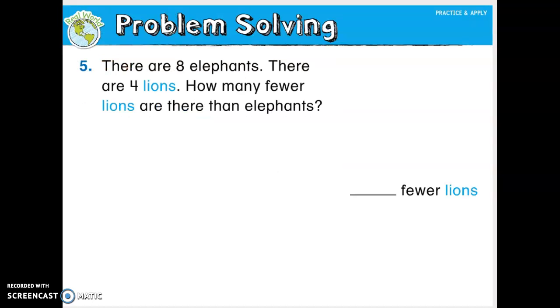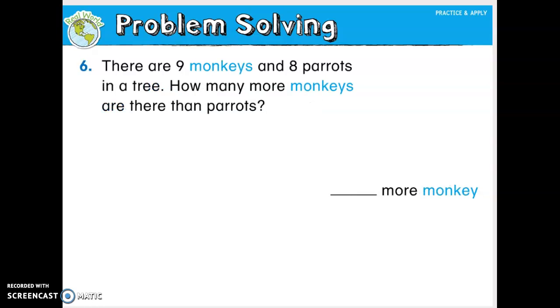Okay, number 5 on problem solving. There are 8 elephants. There are 4 lions. How many fewer lions are there than elephants? So you take 8, subtract 4, and you will have your answer of how many fewer lions there are. Okay, let's see if you can do this problem solving on your own. There are 9 monkeys and 8 parrots in a tree. How many more monkeys are there than parrots? So remember, you're going to make a subtraction sentence that says 9 take away 8 will equal how many more monkeys there are than parrots.